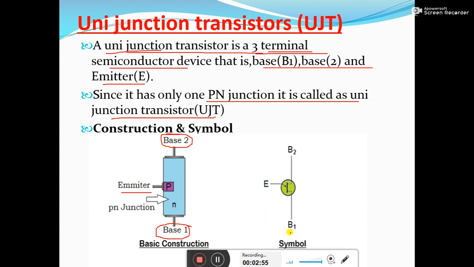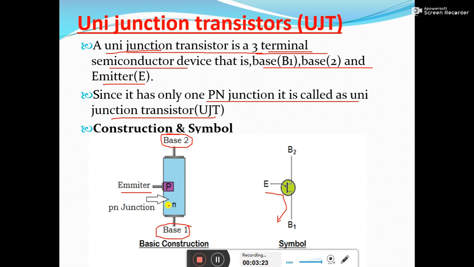Okay, the symbol of the unijunction transistor is shown here. This is the emitter terminal, this is base 2 and this is base 1. Here you can see the current direction. The current will always flow from emitter to base 1. That's why the arrowhead is towards the base 1. Why it flows towards the base 1 only, and why it doesn't flow towards the base 2, we will see in its operation.